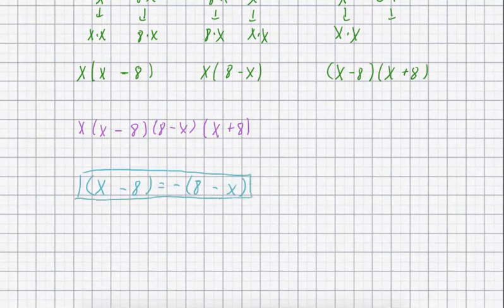And why? How does it help us? Because here we have x minus 8, and here we have 8 minus x. So instead of writing them both down, we can just turn one with the minus, and then we have only one parenthesis. So how do we do it? We said that x minus 8 is actually minus 8 minus x.